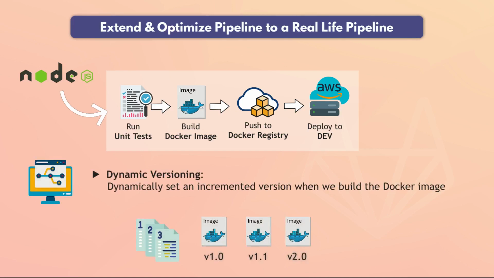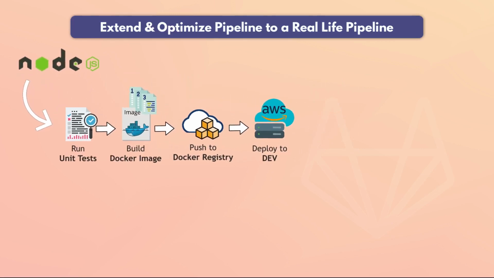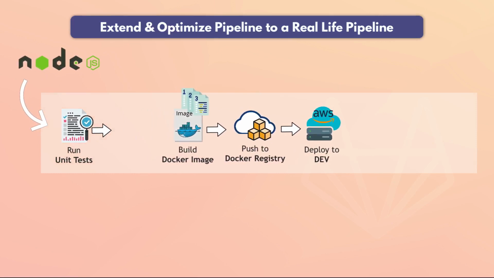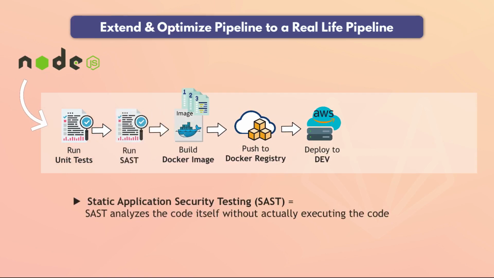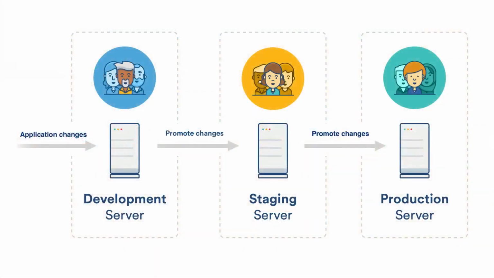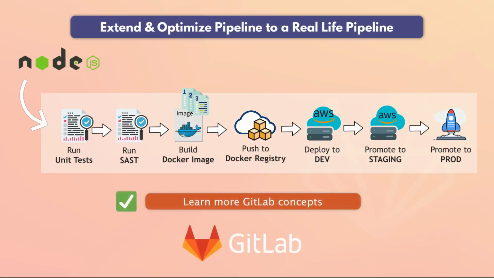So we have a new version tag for our image whenever we execute a pipeline. And we're gonna add 3 more steps or 3 more jobs to our pipeline. First, we're gonna add static security analysis tests for our application, what's called SAST. And then we're gonna add 2 more steps right here to promote the application changes from development to staging environment, and then from staging to production environment. And of course, along the way, with all these additional steps, we're gonna learn some more GitLab CI/CD concepts. So let's get started.